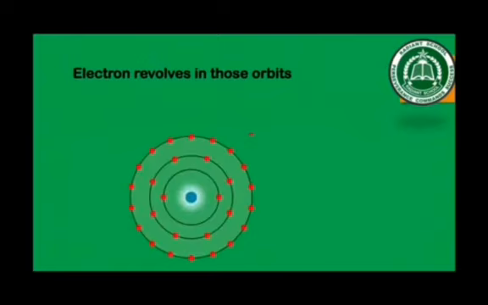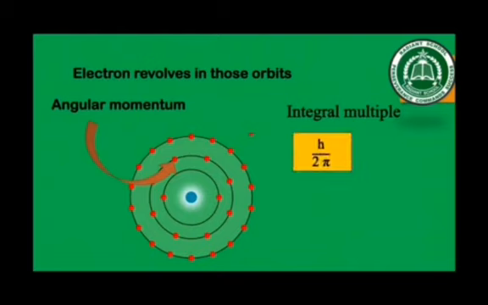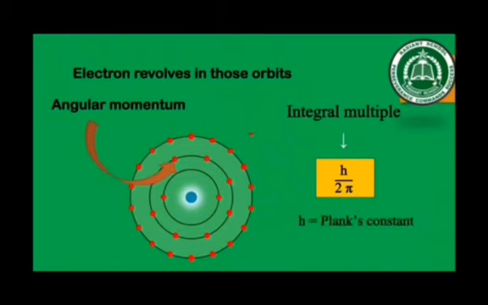So electrons will move or revolve in those orbits for which the angular momentum of an electron is an integral multiple of h by 2 pi. The value of pi is 3.14, as you have studied in previous classes. What is h? h is Planck's constant with value 6.626 times 10 to the power minus 34 Js. J is joule, s is second. So joule second is the unit for Planck's constant.